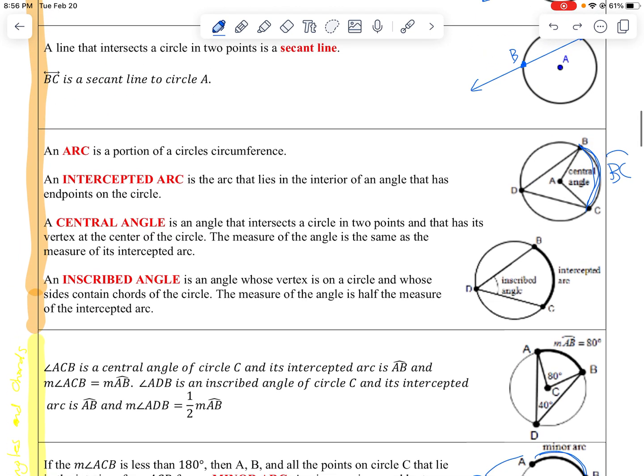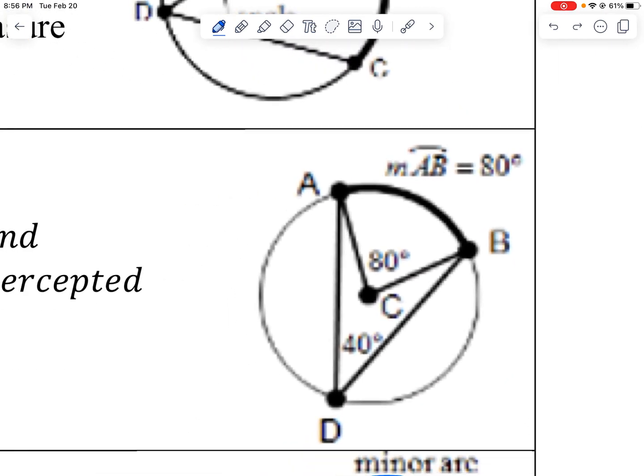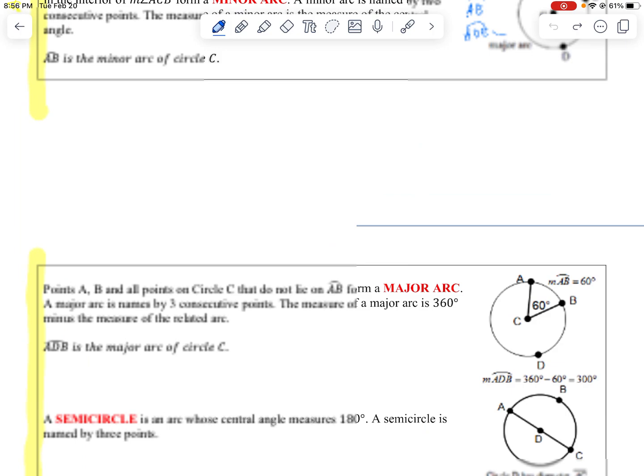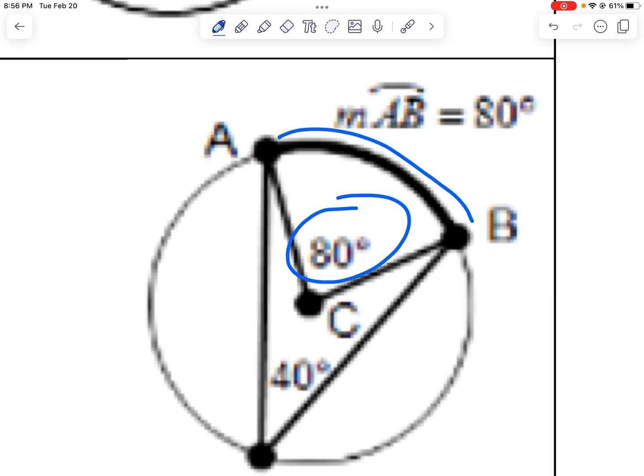We're getting into the actual theorems, the relationships between the different parts in these circles, and this first assignment uses them. Our first one is when you have a central angle and an arc that goes across, they have the same measurement. This central angle and this arc measure are the same number. They're both 80 degrees in this case, but if this was 40 degrees, this would also be 40 degrees.